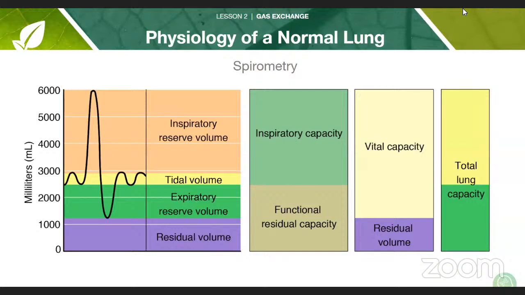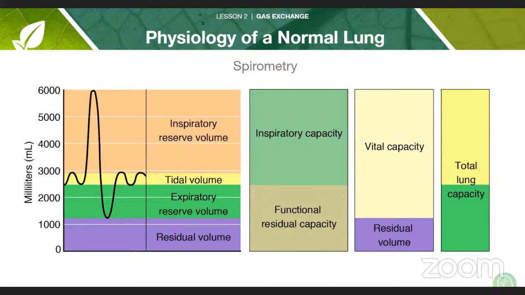Chloe's asked, could I please give an example of what type of question would be asked about this graph? Some questions that could be asked: they could ask you to label some of the terms on this graph. They could give you this graph empty and ask you to label it. They could also ask a question about changes in the spirometry graph with certain conditions, especially for AQA, where you do have to have a little bit more condition-based knowledge.